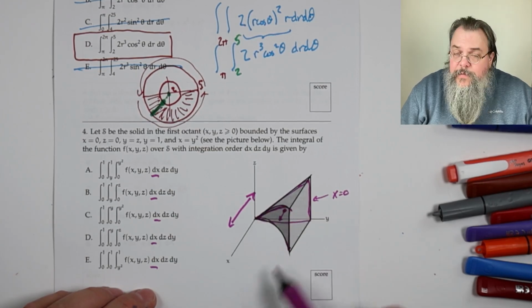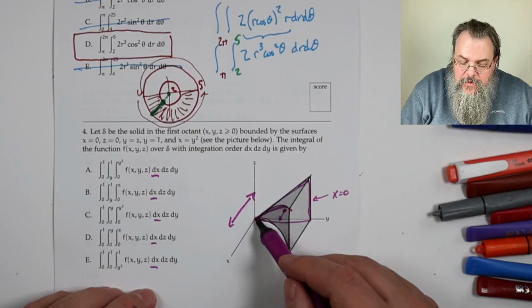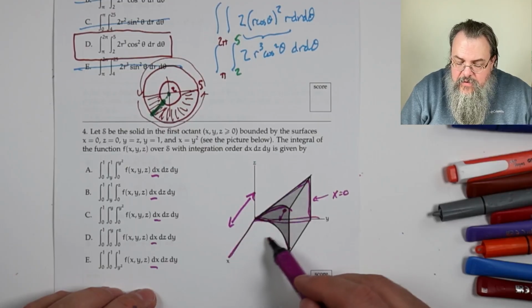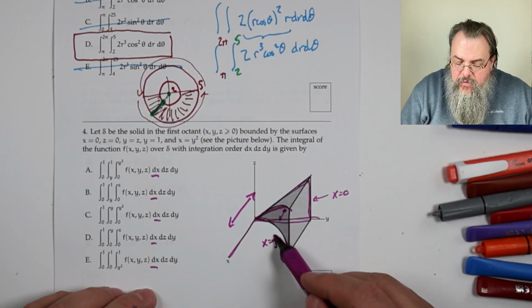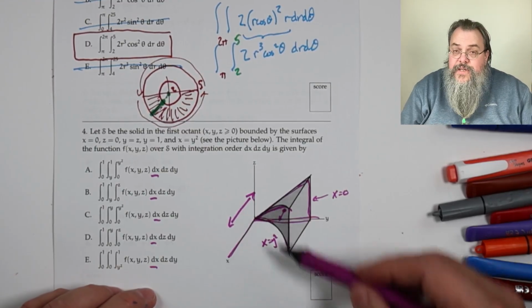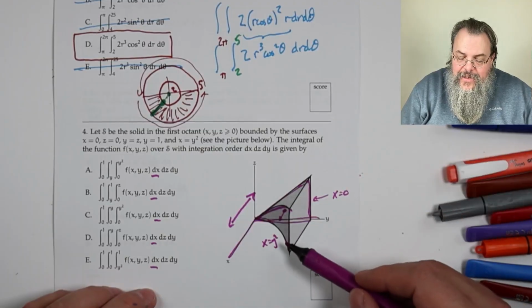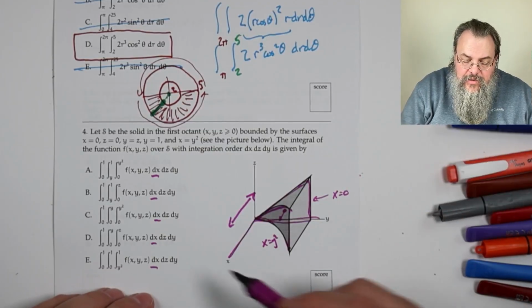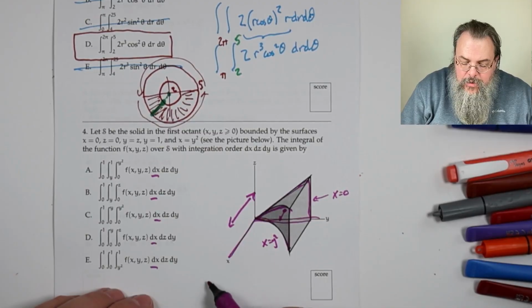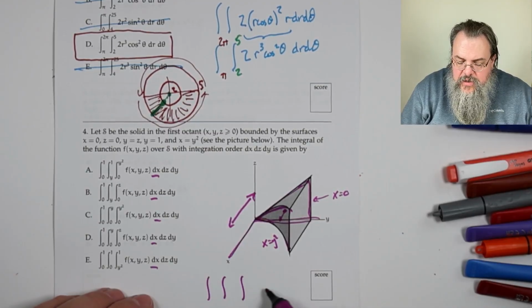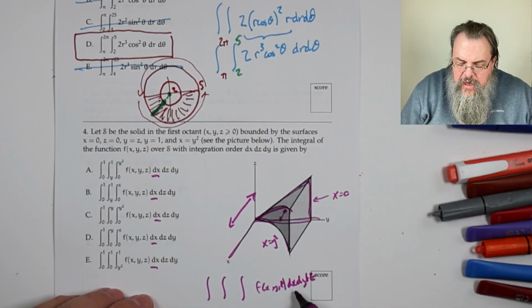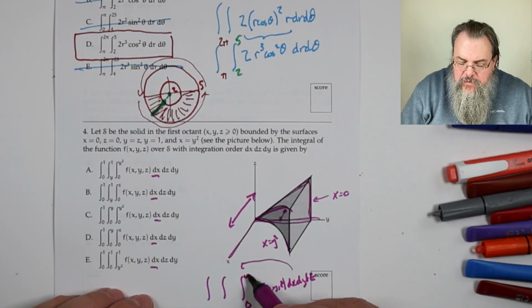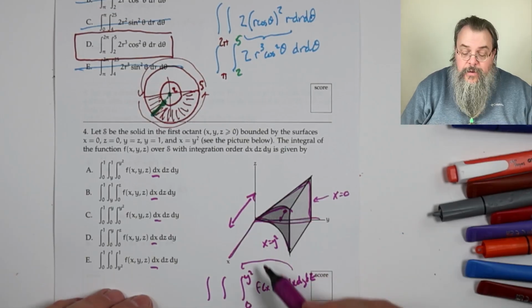Now where is this surface coming from? Well, if you look, this is the surface x equals y squared. It goes straight up and down. All right, so what does that tell us? Well, it tells us that our inner layer, when we're setting up our layers here for our function x, y, z, dx, dy, dz, the x needs to go from the back to the front, 0 to y squared.